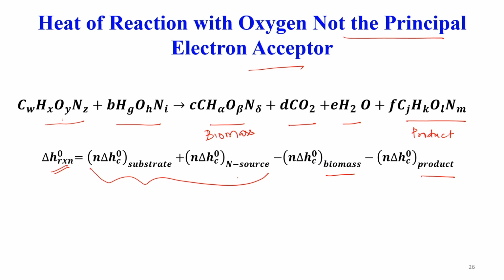So, in this case we require the heat of combustion for biomass, the heat of combustion for the nitrogen source, the heat of combustion for the biomass as a product, and the heat of combustion of your given metabolite. So, these heats of combustion need to be known, and typically they are given, and once they are given, we should be able to calculate the heat of reaction when oxygen is not a principal electron acceptor.